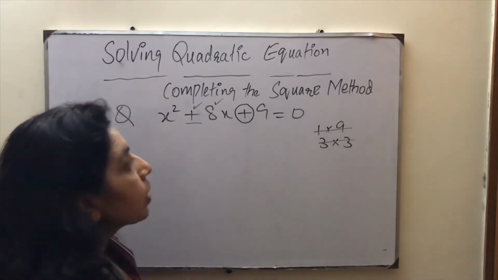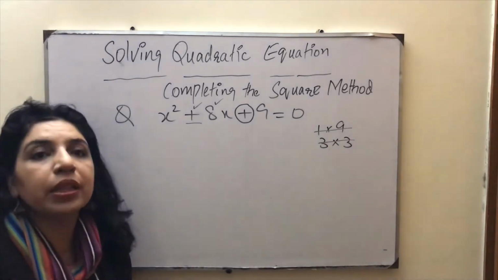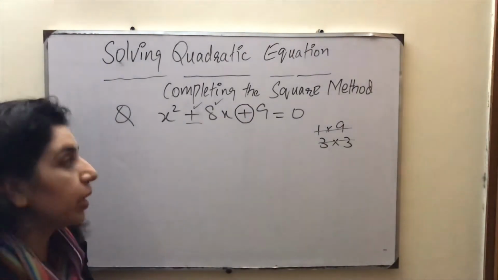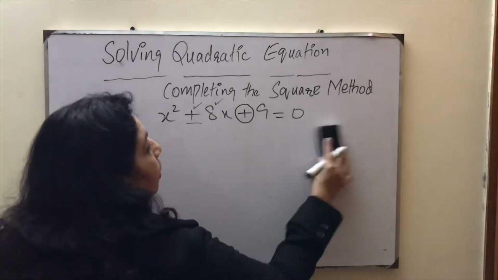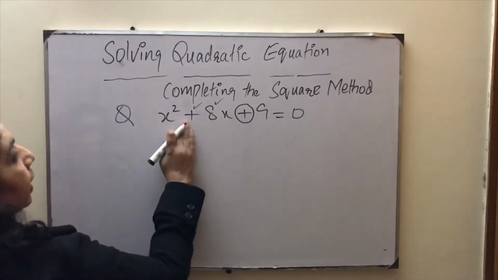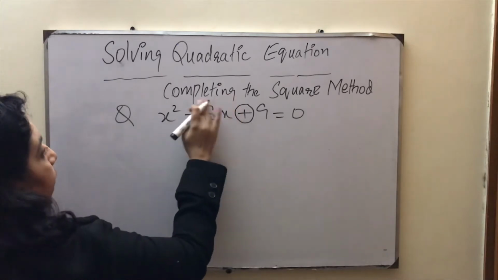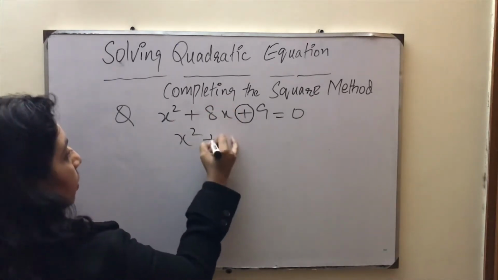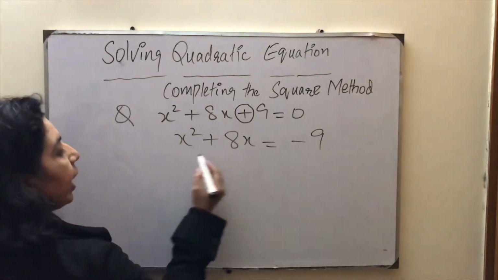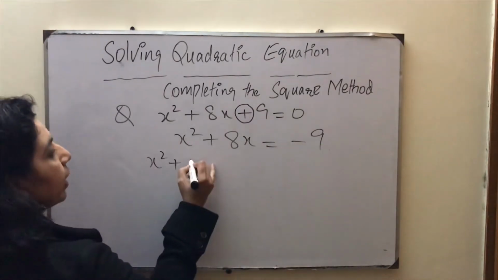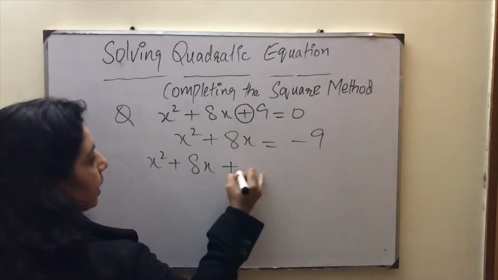When in some questions factorization is not possible, there we go for the completing the square method. Okay, if we go for completing the square, we have to take the third term to the other side. It will be negative on the other side. Now I shall divide 8 by 2 and I shall add the square of that on both sides.